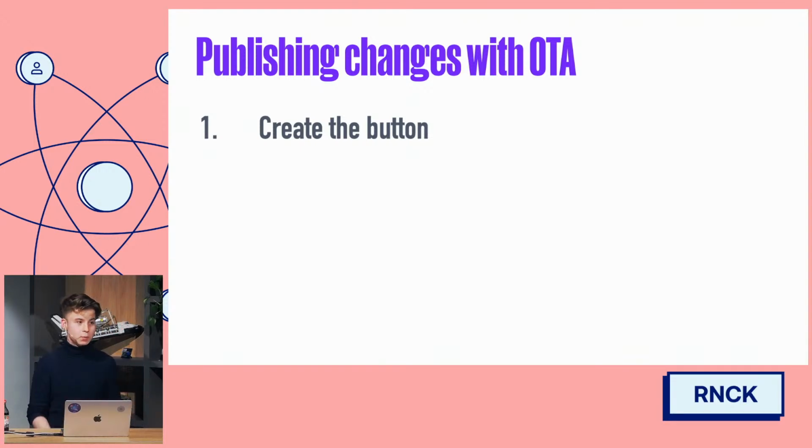Every production React Native app consists of the native part and JavaScript part. And with OTA, we can remotely replace the JavaScript part, so we can skip App Store review and update our app remotely. So the flow of publishing our app with OTA looks like this.